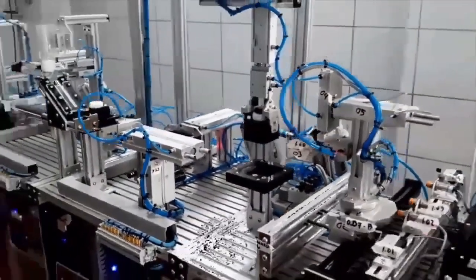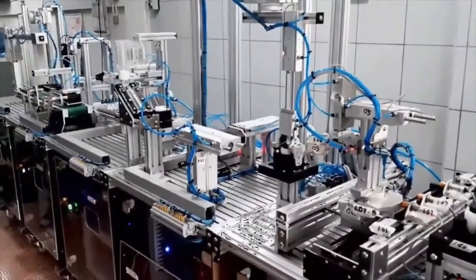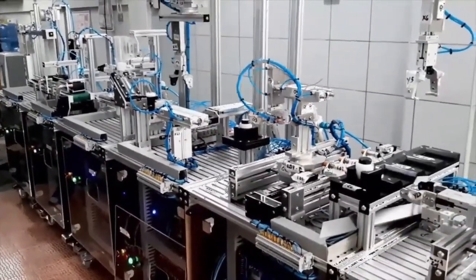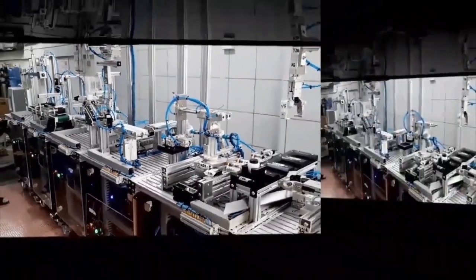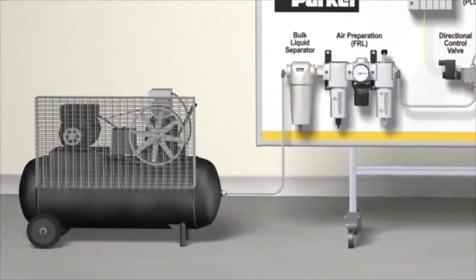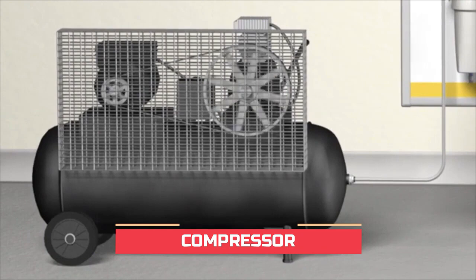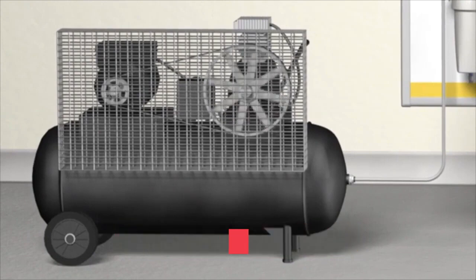Pneumatics can be useful in very specific applications where hazards are critical. For example, gunpowder factories and mining industries, where a spark could be hazardous and cause an explosion. Number 1, Compressor. A compressor is a mechanical device that increases the pressure of a gas by reducing its volume.